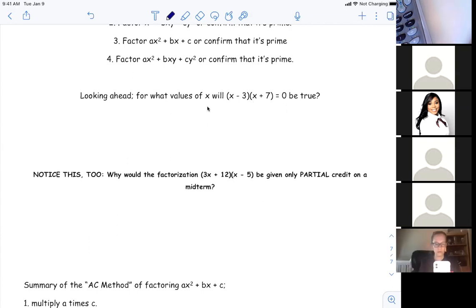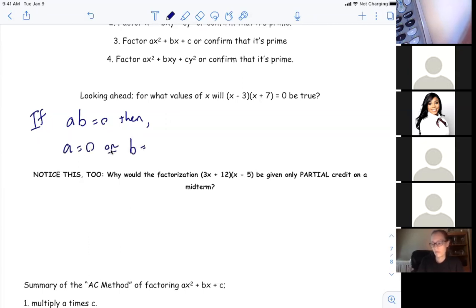So looking ahead, for one of the things that we're going to use factoring for is solving an equation like this. See, that's factored, right? And if A times B equals 0, if A times B equals 0, then what do we know about either A or B? Then either A equals 0 or B equals 0, or both.